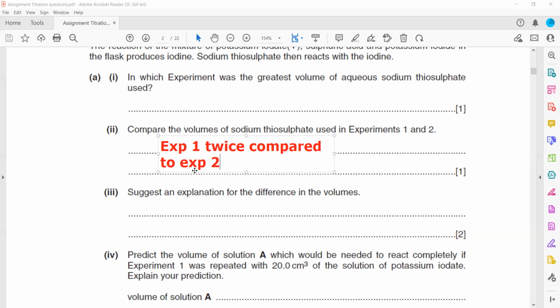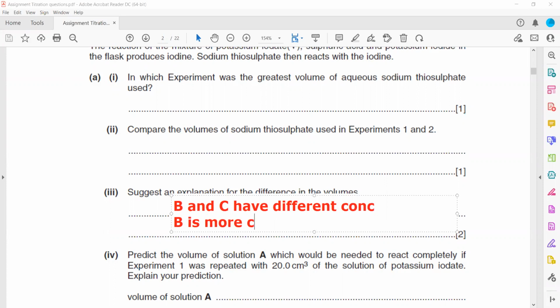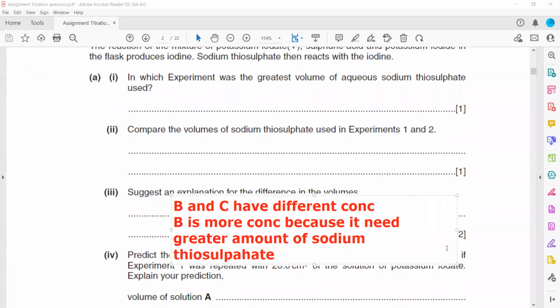Suggest an explanation for the difference in volume. Why is the volume of thiosulfate used different? So what is the reason for that? The reason is that solutions B and C have different concentrations, or contain different amounts of iodine. And which is more concentrated? B is more concentrated because it needs a greater amount of sodium thiosulfate for a complete reaction.